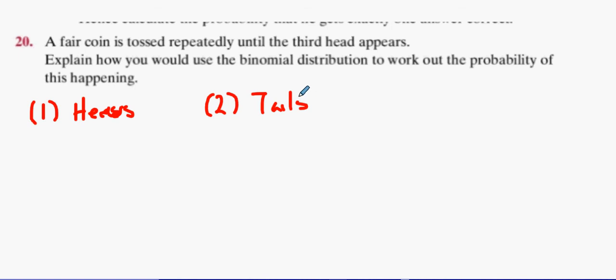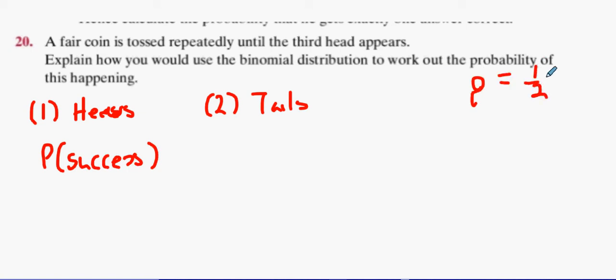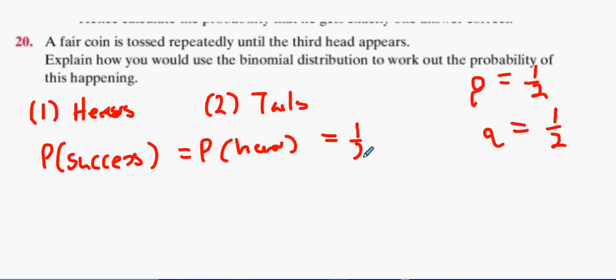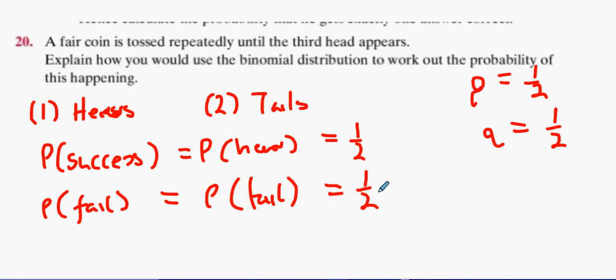Next thing, let the probability of success be what you want to. So it depends. You're just basically saying what your p and your q value is. So my p-value is a half. So for argument's sake, I'm saying success is heads, failure is tails. It doesn't have to be that way, but it's just the way I'm setting it up. So probability of success is probability of a head, which is equal to a half. Probability of fail is equal to the probability of tails, which is also equal to a half. Happy days.